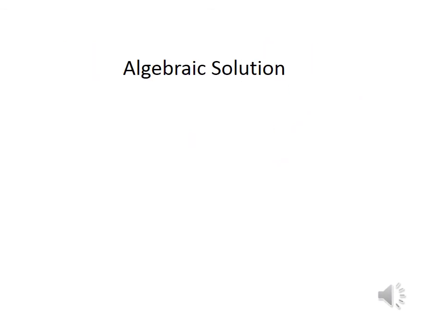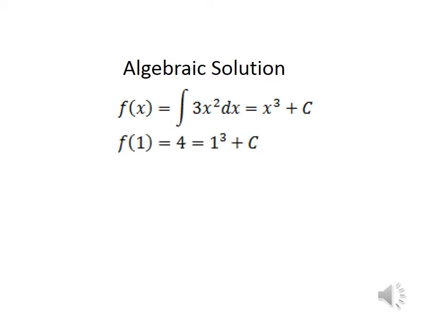Even better is an algebraic solution. We start like this. First we perform the antiderivative. F of x equals the antiderivative of 3x squared dx, which is x cubed plus c. Then we apply the condition, f of 1 equals 4, which means that 1 cubed plus c is equal to 4. Using a little bit of algebra, we solve for c and get c equals 3, and we assemble our solution, f of x equals x cubed plus 3.